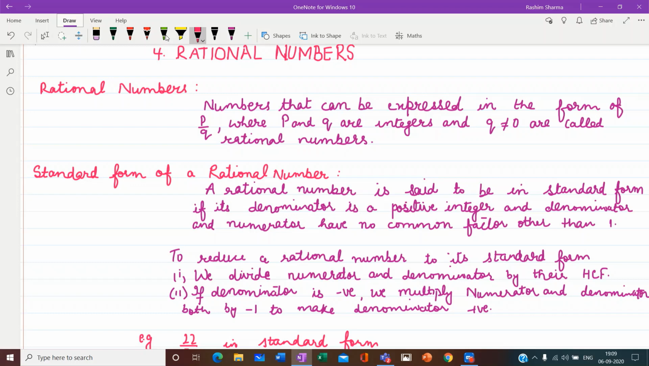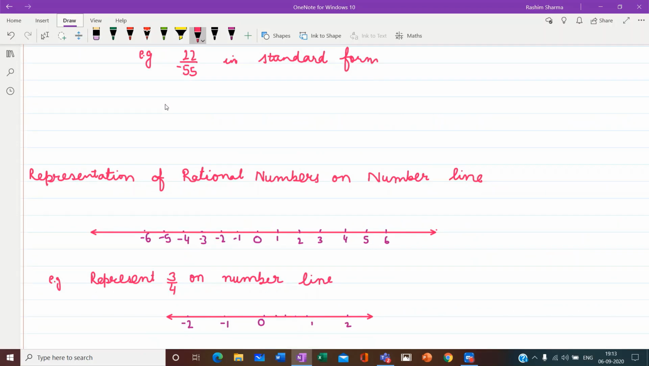Alright. So, to reduce a rational number to standard form, we need to follow two steps. First, we divide the numerator and denominator by their HCF. Then second, if the denominator is negative, we multiply numerator and denominator both by -1 to make the denominator positive. Alright. Let us write 22 upon -55 in standard form.